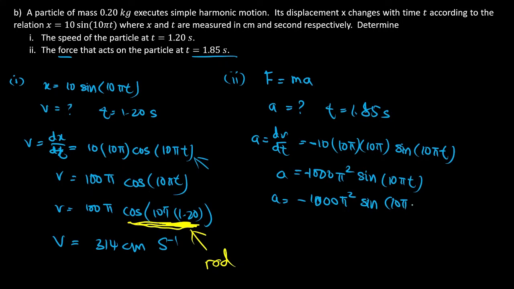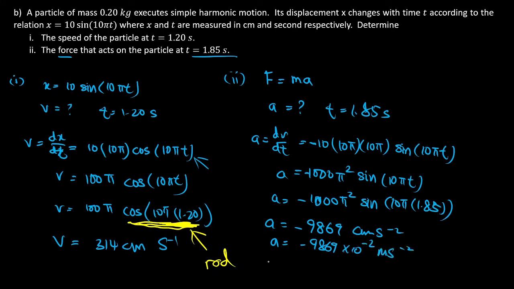So your t now is 1.85. Substitute inside. Don't forget, still here you must make sure your calculator is in radian form. So you will get your a as equal to negative 9869 centimeter per second squared. But you have to convert your answer into meter, because when you are using F equal to ma, you have to make sure your unit is in SI unit. In other words, a will be equal to negative 9869 times 10 to the power of negative 2 meter per second squared.